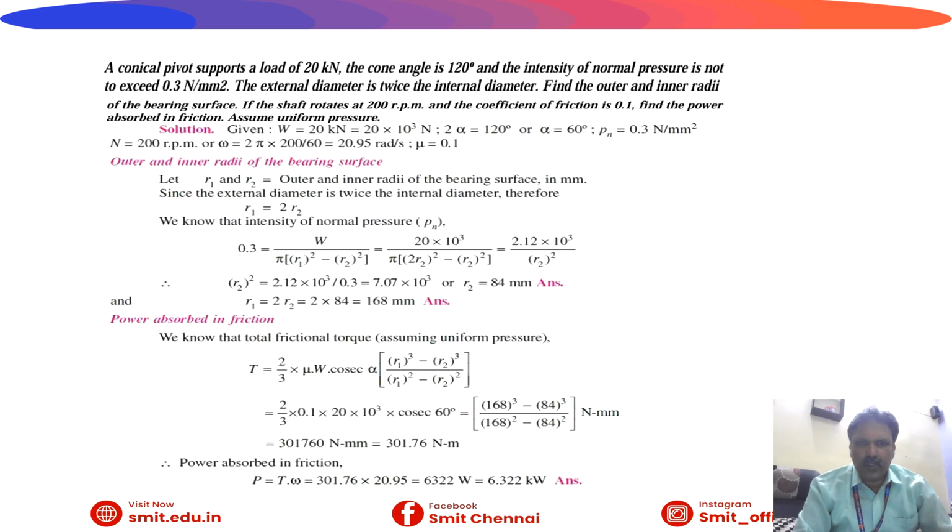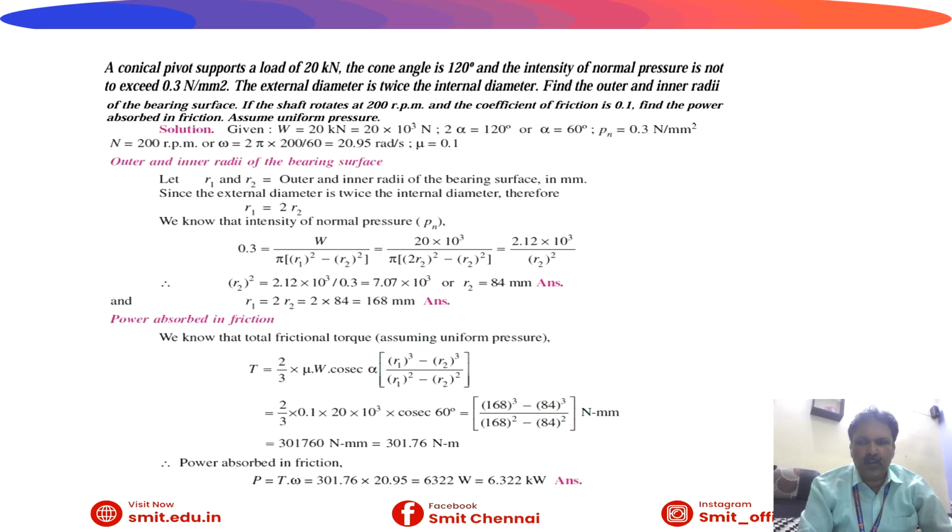Now a problem on the conical pivot. A conical pivot supports a load of 20 kN, with a cone angle of 120 degrees. The intensity of normal pressure is not to exceed 0.3 N per mm square. The external diameter is twice the internal diameter. Find the outer and inner radii of the bearing surface. The shaft rotates at 200 rpm and the coefficient of friction is 0.1. Find the power absorbed in friction. Assume uniform pressure.